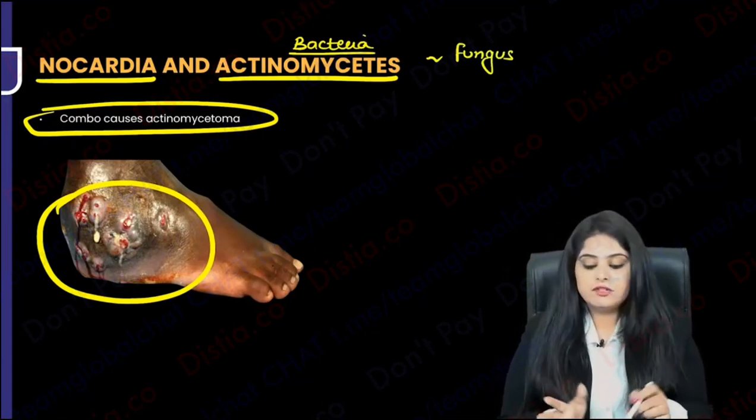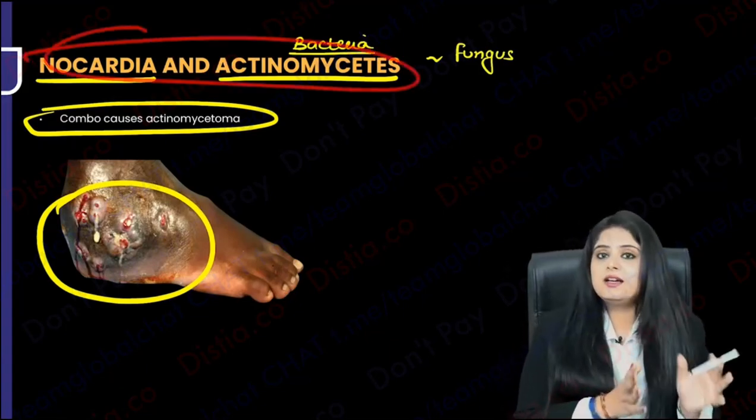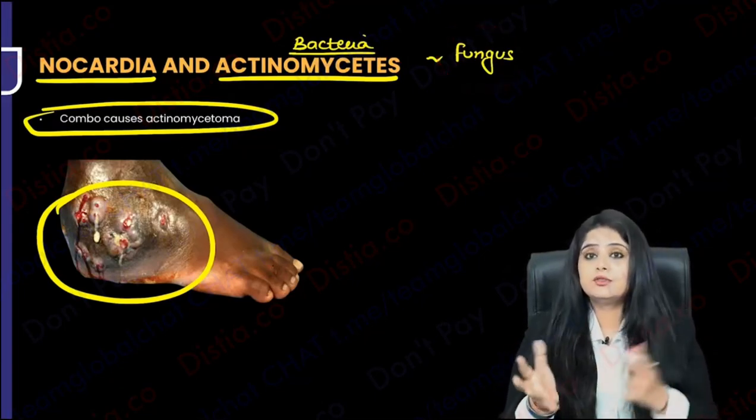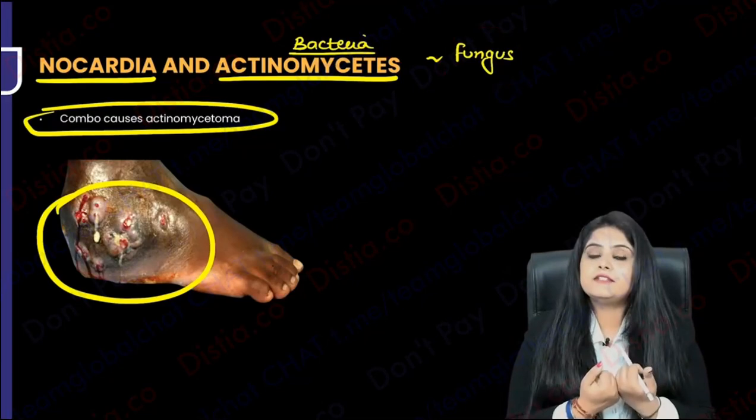So now you know how to differentiate. This set is going to be a set of bacteria, gram-positive filamentous bacteria. The other set which can cause it is fungus. So you have to look at it under the microscope and identify.